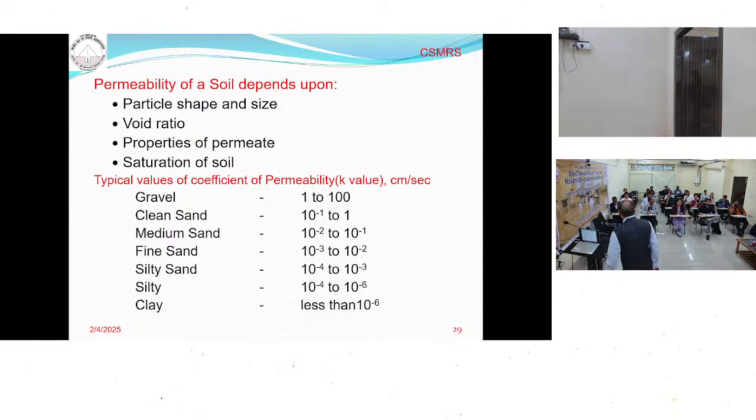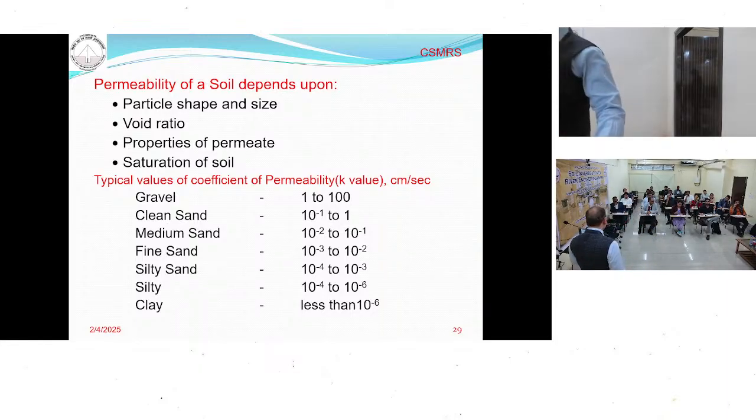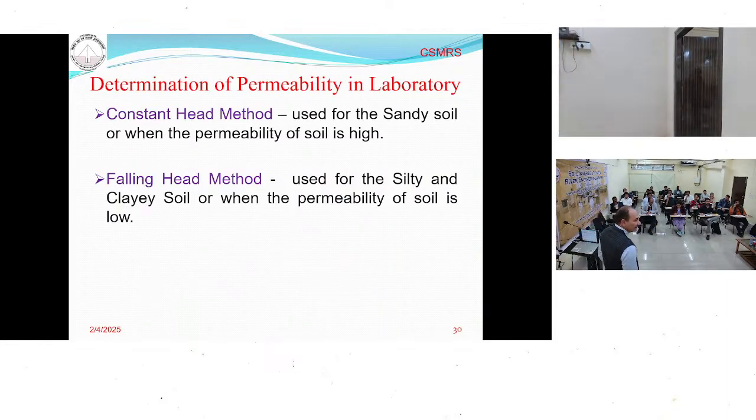Now the question is how to determine the permeability. There are two methods to determine the permeability of soil in the laboratory. First is the constant head method and second is the falling head method.